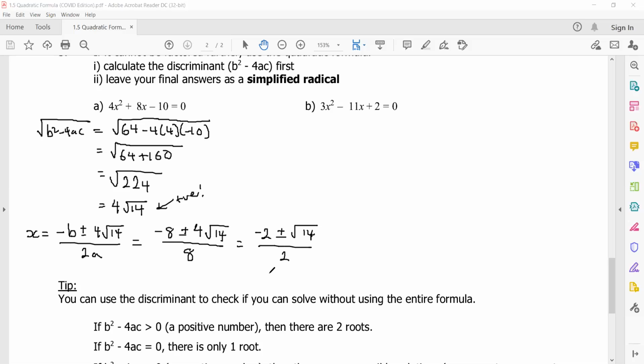There you go. What does that mean? Just like before, it means that if the x value is negative 2 plus root 14 over 2, the y value is 0. Or if the x value is negative 2 minus root 14 over 2, the y value is 0.